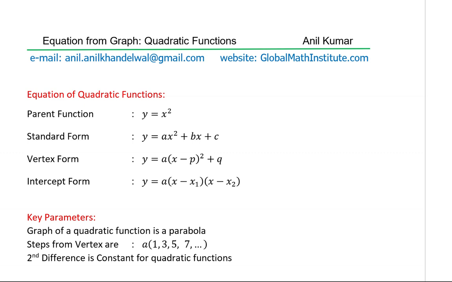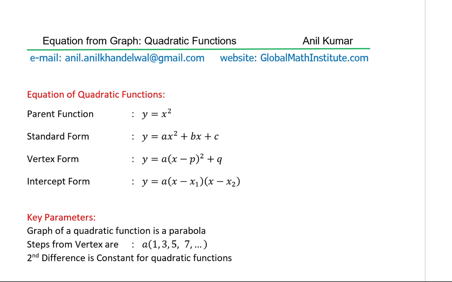One of the forms is called the standard form, where the equation is written as y equals ax squared plus bx plus c. Vertex form, y equals a times (x minus p) whole squared plus q. Intercept form, y equals a times (x minus x1) times (x minus x2). From the standard form, you can find the y-intercept. From the vertex form, you can find the vertex. And from the intercept form, you can find the intercepts.